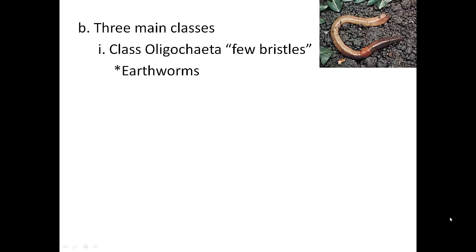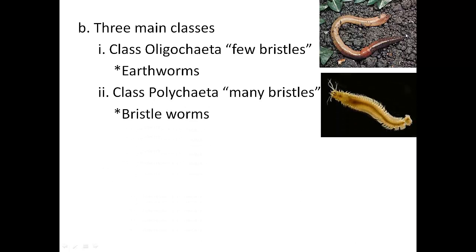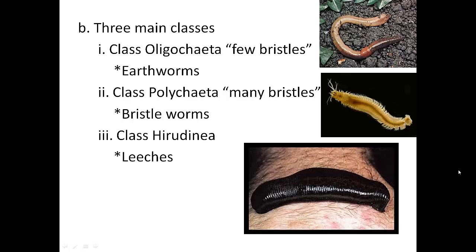Our three main classes: Oligochaeta, oligo means few, chaeta is bristle. So this would be our group that has earthworms. Polychaeta, poly means many. This would be the group with many bristles, and they are called bristleworms. And then we have class Hirudinea, which has leeches. We're looking at Polychaeta and Hirudinea in the next video. Right now we're focusing on Oligochaeta.